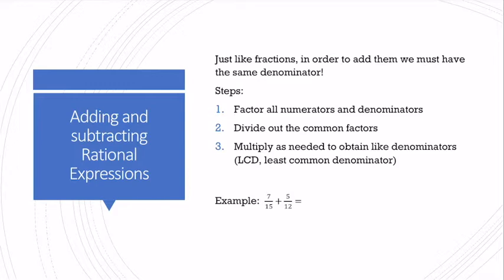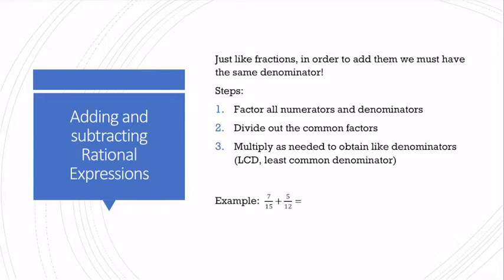What we need to do is factor all numerators and denominators and divide out the common factors. So basically it's saying simplify the fractions first. Then you need to multiply as needed to obtain the denominators with the LCD, which is the least common denominator.